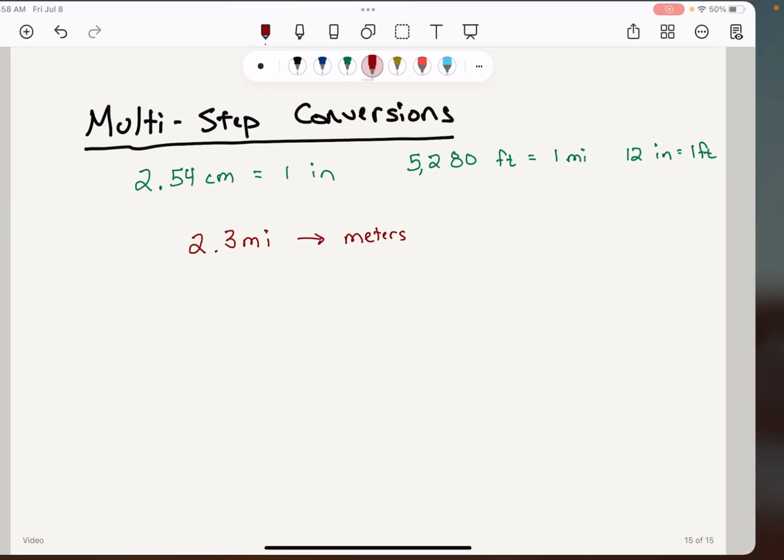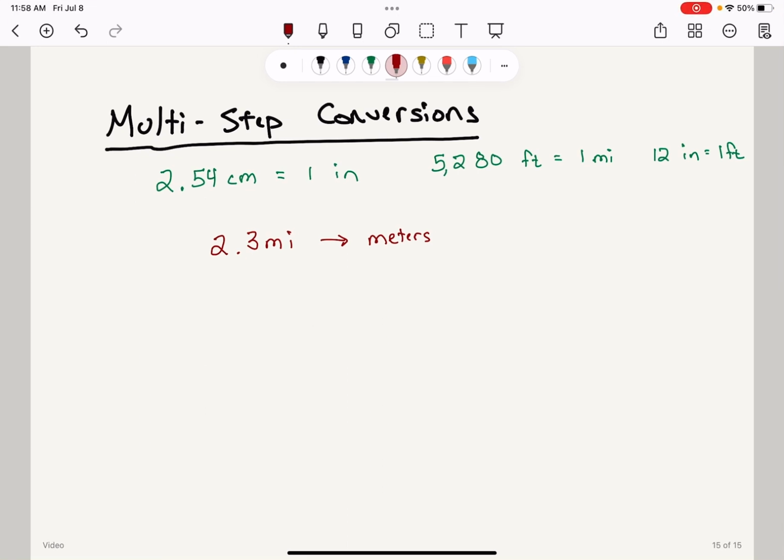In this case right here, I've listed all my conversion factors in green up top that might be useful in this problem. And then I've also listed the problem that we're going to solve. In this case, we're going to convert 2.3 miles, which you have a pretty good idea of, to meters. And so before I even start, I know that that number should be bigger than 2.3 because meters is a lot smaller of a unit than miles.